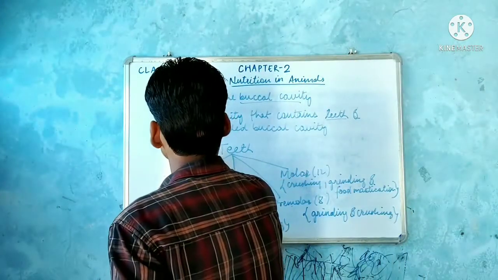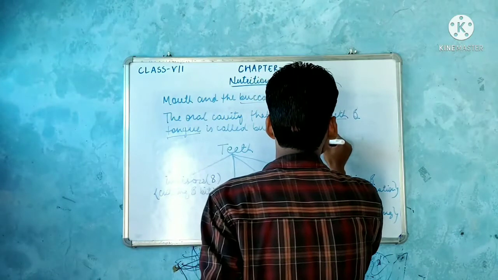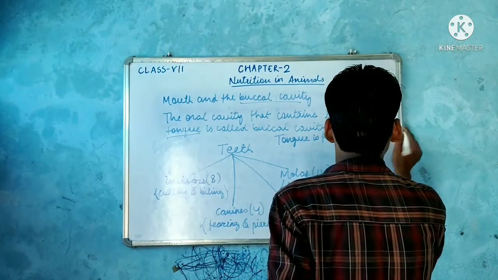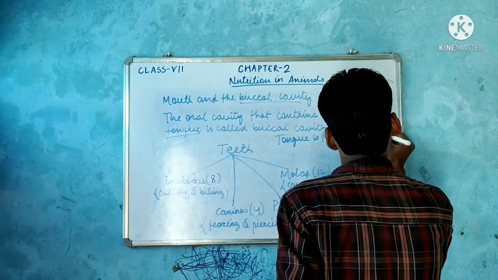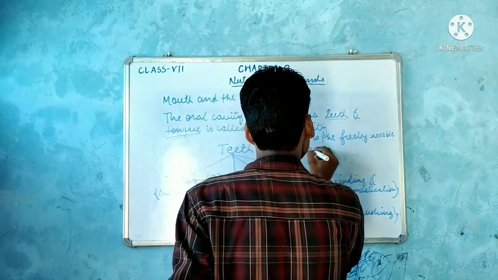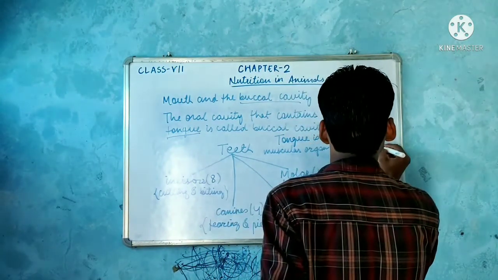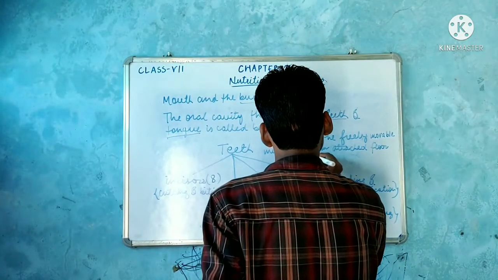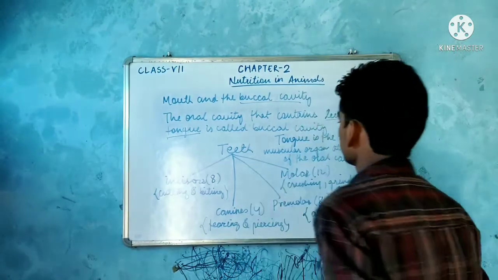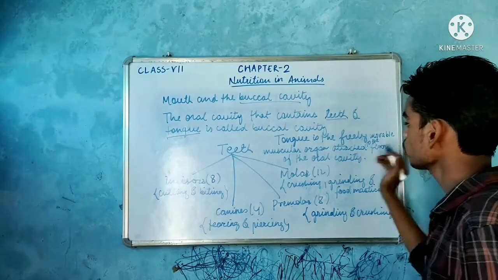Now we will try to know what is tongue. Tongue is the freely movable muscular organ attached to the floor of the oral cavity.